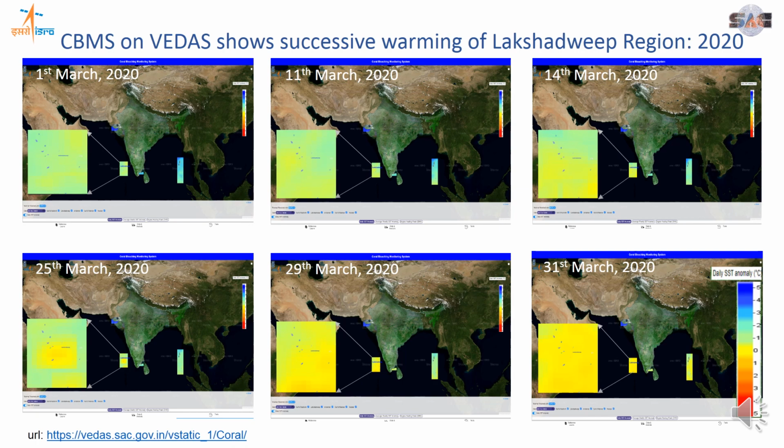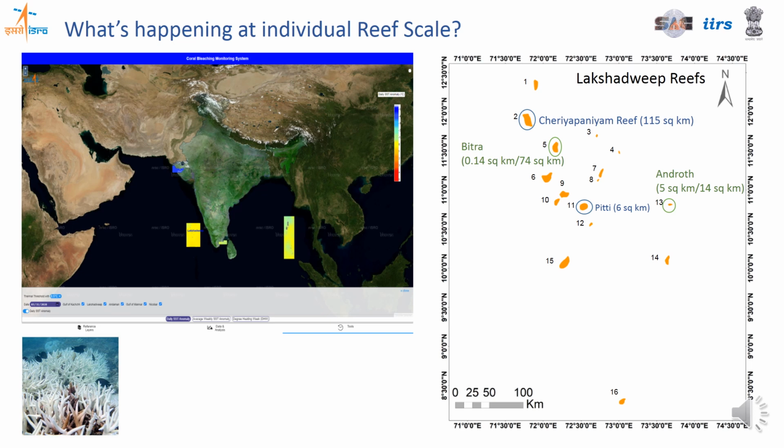And once we saw this kind of signature in the model, it came to our mind: what's happening at individual reef scale, because this is only a regional model for all these regions. If we look into Lakshadweep reefs as a region, this is not only a subset of Arabian Sea. It is a cluster of 16 reefs with different kinds of spatial settings. We have huge submerged banks like Cheriapaniyam Reef, which is 115 square kilometer, and we also have a very small reef like Bitra, covering only 6 square kilometer.